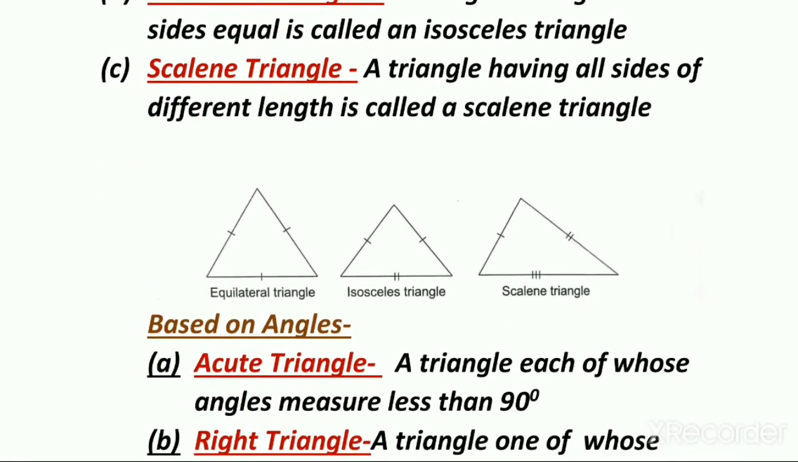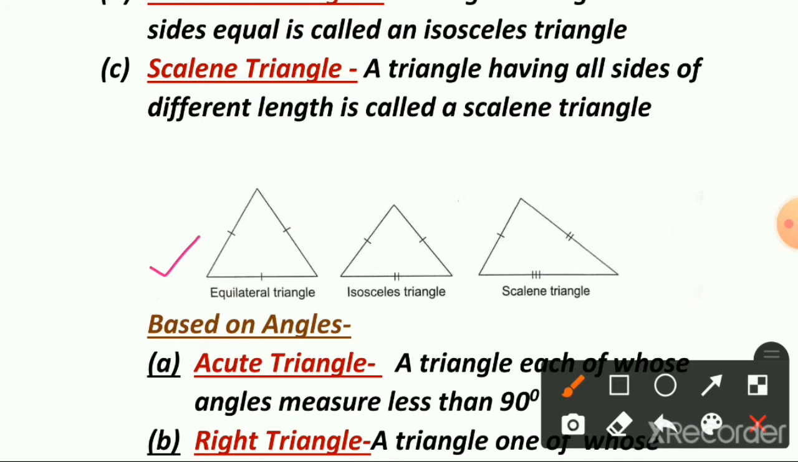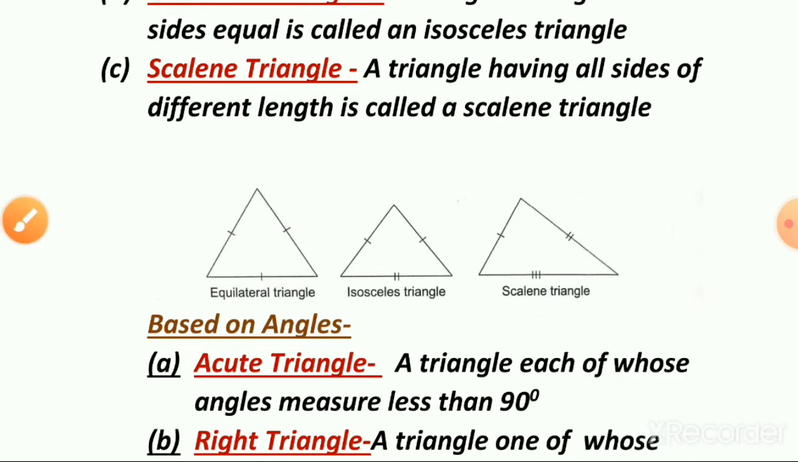Let's have a look at the figure. This is an equilateral triangle in which all the 3 sides are equal. In isosceles, you can see these 2 sides are equal because the same symbol is shown. And in a scalene triangle, all the 3 signs are different, so all the 3 sides are different.